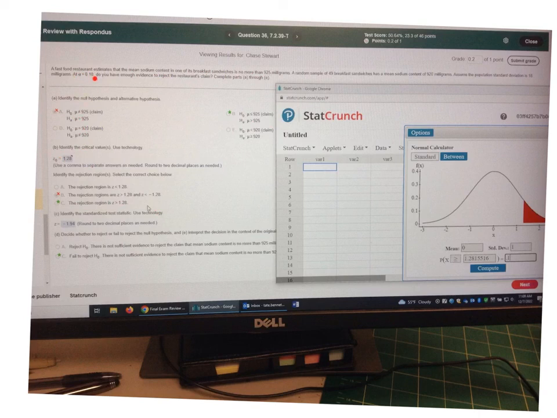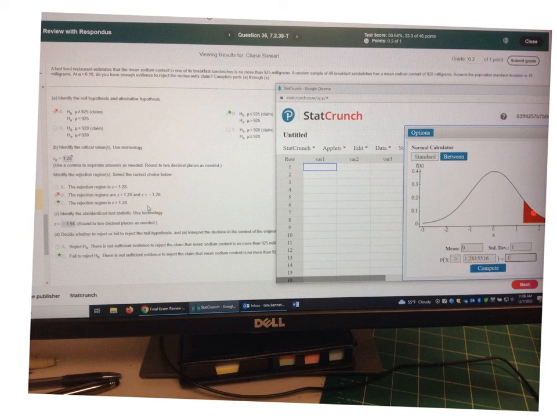Well, they tell you alpha is 0.1. So you could use a table, but I'm just going to use StatCrunch. So I go into Stat, and I choose Calculators, and I pull up the normal calculator. We're talking about wanting a z-value, so we leave the mean at 0, standard deviation of 1, and alpha is 0.1, so I just put 0.1 in here. I click compute, and it gives me this z-value or critical value of 1.28.